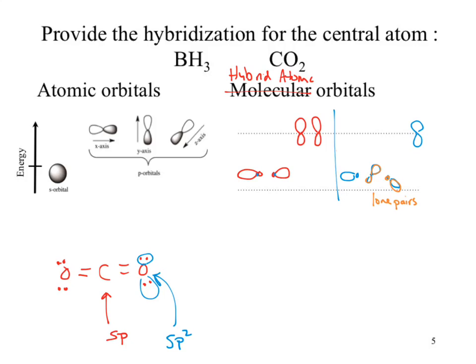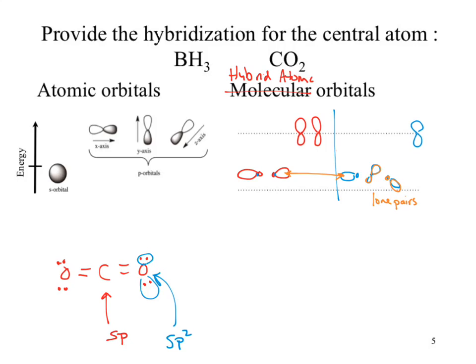It's really going to be our lone pairs. Okay, those are going to be the groups of electrons in our hybrid orbital. But what's left over? What's the other one going to do? It can overlap with the carbon.